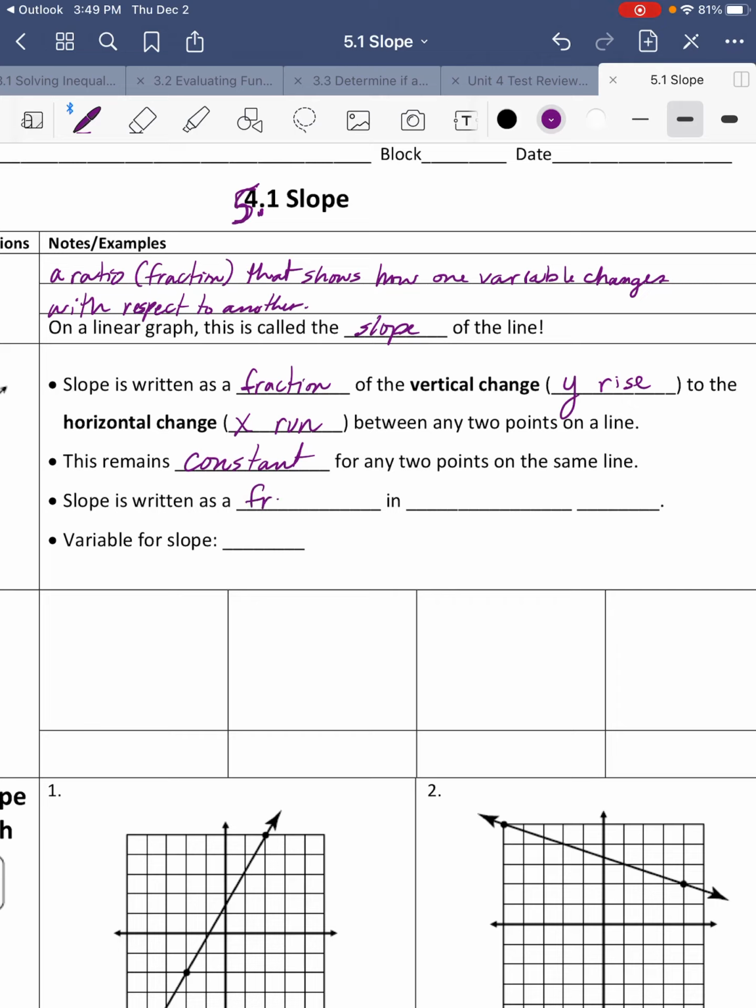Slope is written as a fraction in simplest form. This means to reduce your fraction, always. The variable that we use for slope in the United States is m. Other countries use something different. And one way to remember this is that m stands for movement. You're moving, you're changing from one spot to the next.